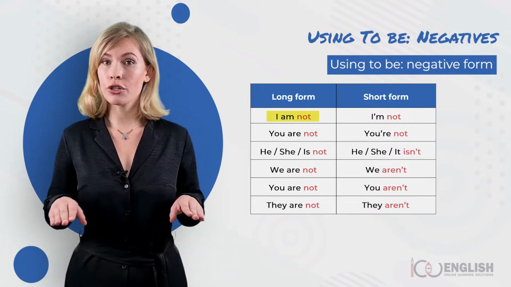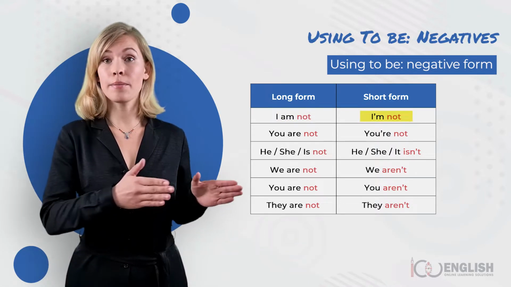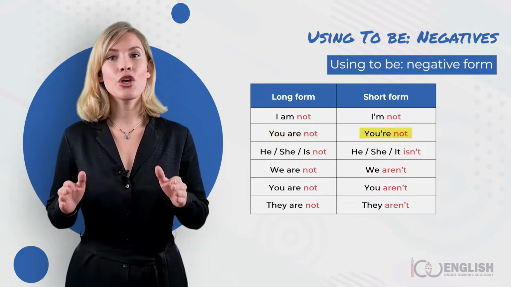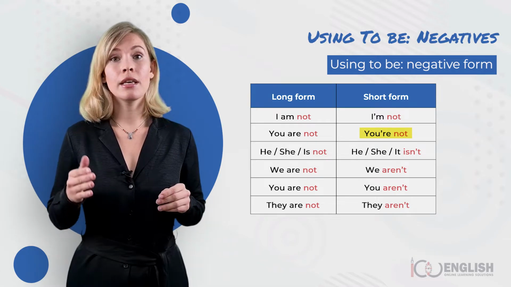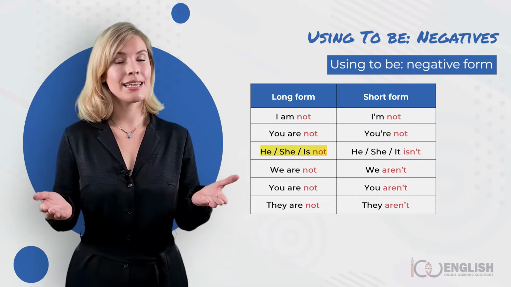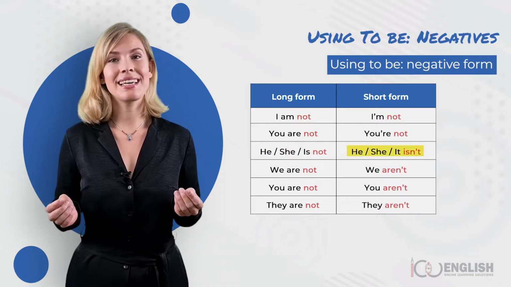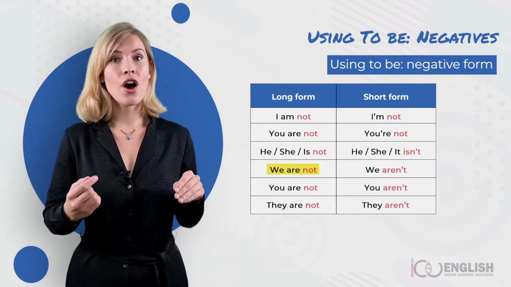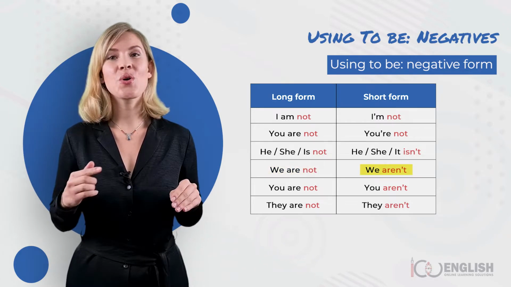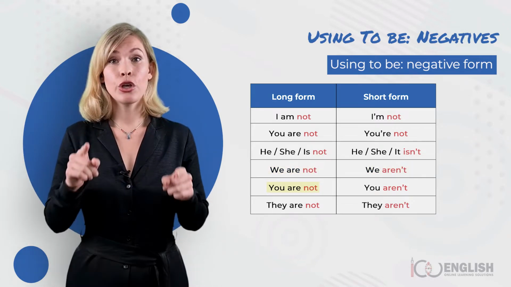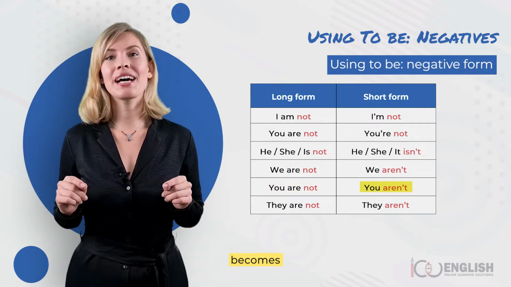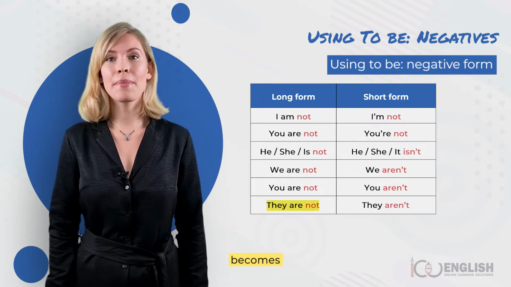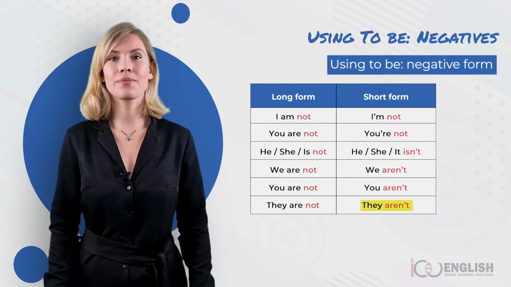I am not becomes I'm not. You are not becomes you're not. He, she, it is not becomes he, she, it isn't. We are not becomes we aren't. You are not becomes you aren't. And they are not becomes they aren't.